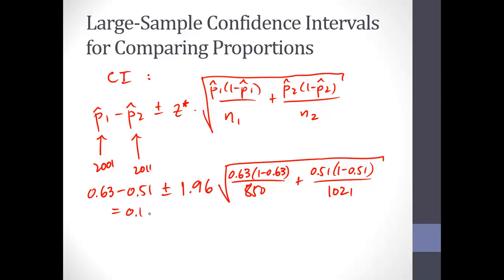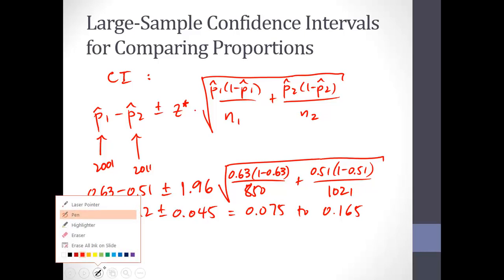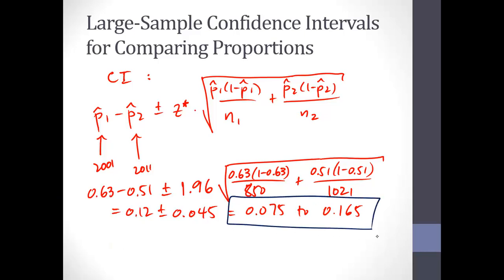And this is going to be 0.12 plus or minus 0.045, which is 0.075 to 0.165. So there's my 95% confidence interval for the difference in these two groups.